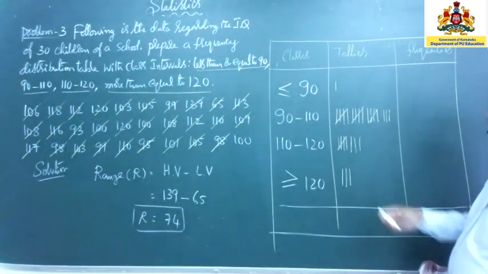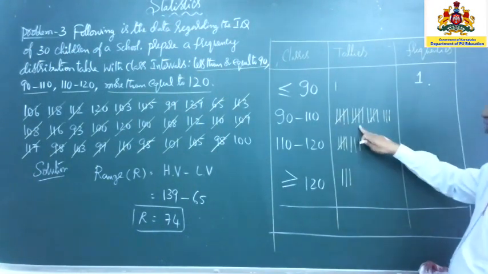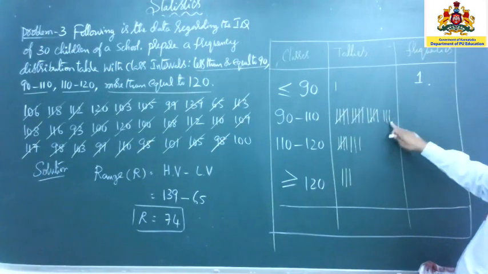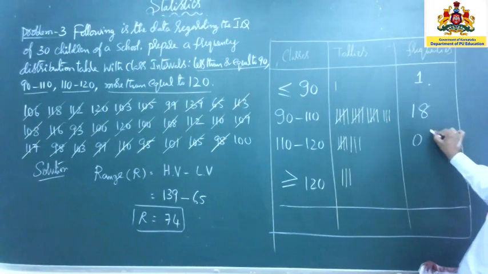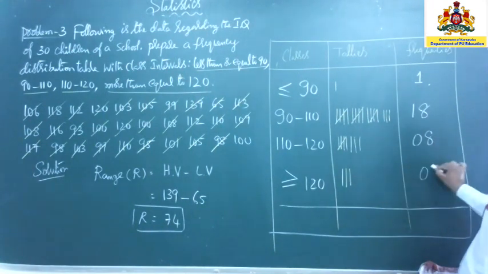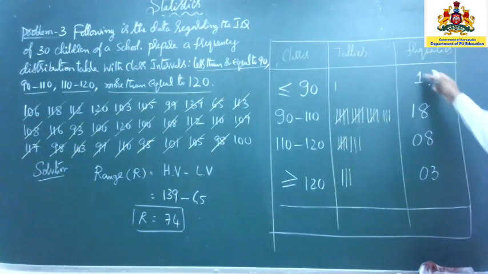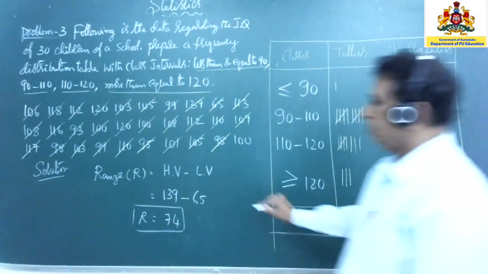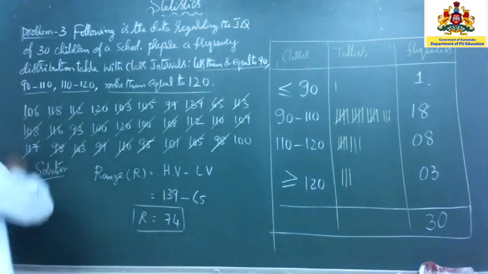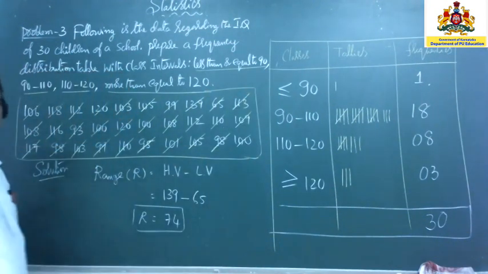All the tallies you have to count and write in the form of frequency. It is 1. Next 5 plus 5, 10. 10 plus 5, 15. 15 plus 3 is 18. 5 plus 3 is 8. Next one is 3. 3 plus 8, 11. 11 plus 8, 19. 19 plus 1 is 20. 20 plus 10 is 30. If you observe this data, the total number of values is 30.